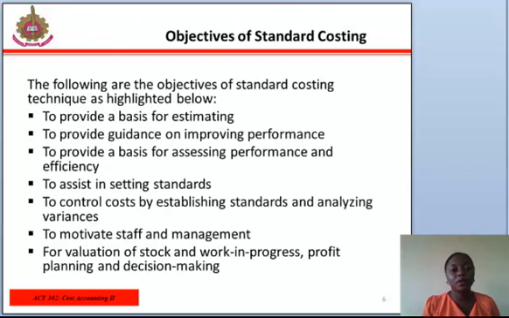Objectives of standard costing. The following are the objectives of standard costing technique as highlighted below. 1. To improve a basis for estimation. 2. To provide guidance on improving performance. 3. To provide a basis for assessing performance and efficiency. 4. To assist in setting standards. 5. To control costs by establishing standards and analyzing variances. 6. To motivate staff and management. And lastly, for valuation of stock and work in progress, profit planning and decision making.